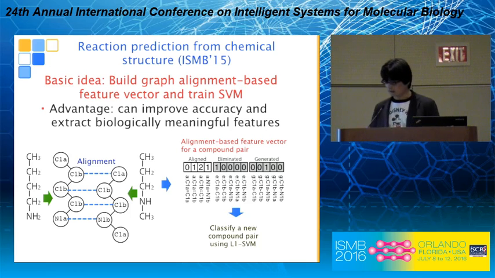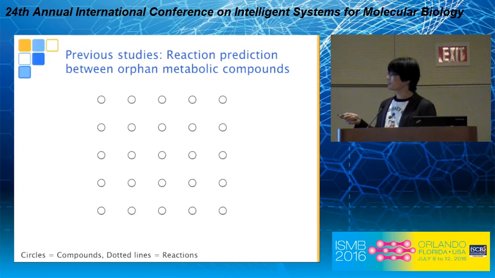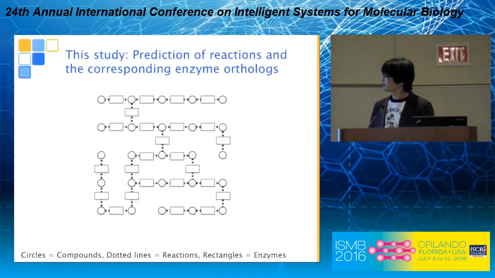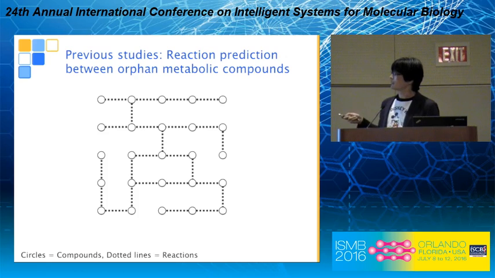So let me put this problem another way. Previous studies were about reaction prediction between orphan metabolite compounds. Let's say that these circles represent orphan metabolites for which we know the chemical structures, but we don't know the reactions. So the previous study was about predicting reactions between the orphan metabolites. These dotted lines represent the putative reactions between the orphan metabolites. And that was the previous study. And this study is something different.